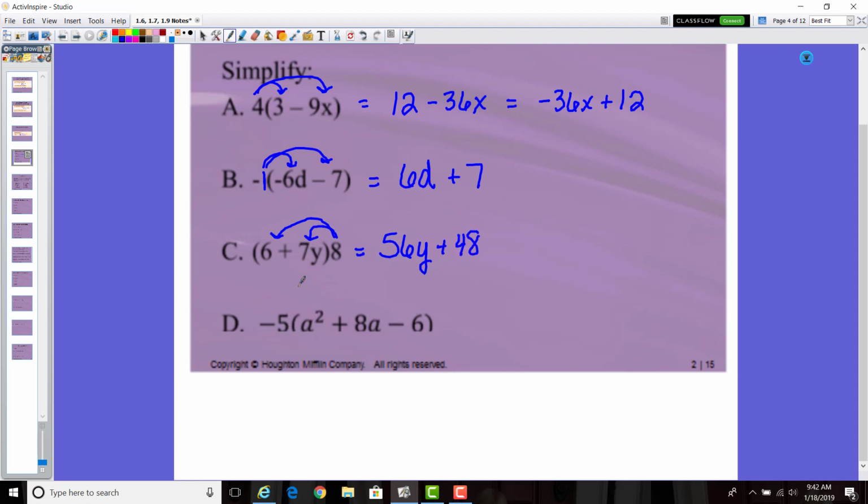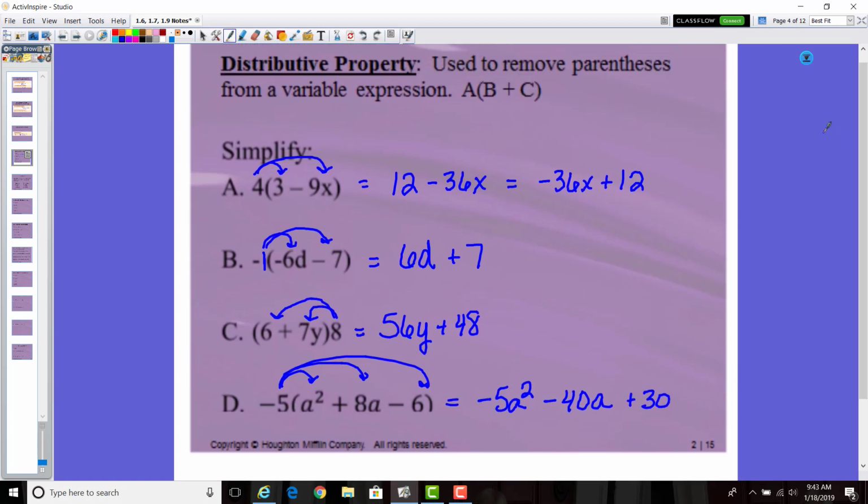Last example on this page, negative 5 is multiplying by a 3-term sum or difference, so the only difference is we have to multiply 3 times. Negative 5 times a squared is negative 5a squared. Negative 5 times positive 8a is negative 40a. And negative 5 times negative 6 is positive 30. So that's using the distributive property. Something I think you'll be okay at.